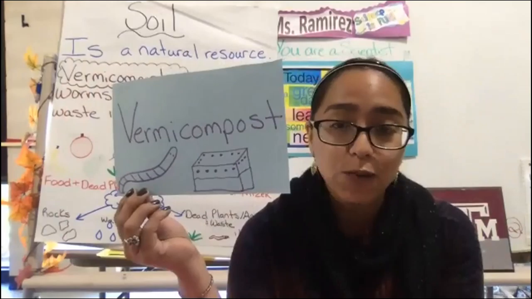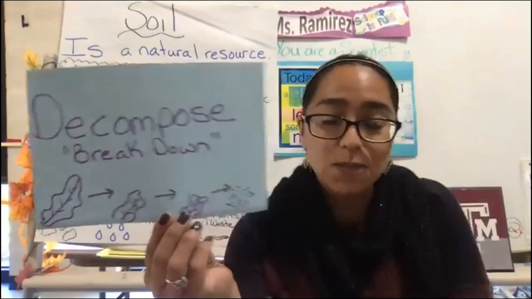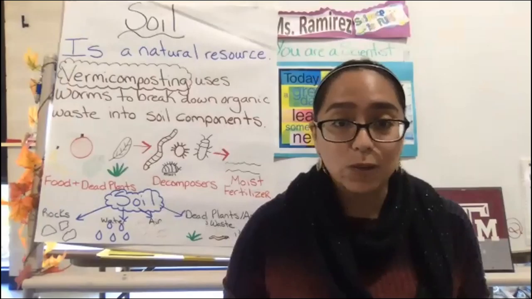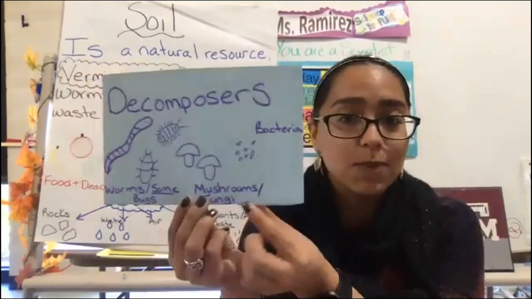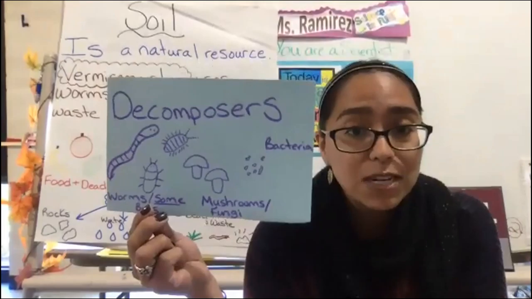So Ms. Nash already used this word before, and decompose just means to break down. So it's making leaves and other food stuff into smaller pieces, and eventually it will become part of our soil. And we know that things get broken down or decomposed from decomposers. So Ms. Nash already talked to you guys about mushrooms and fungi, how they also help to break down and decompose stuff. But other things like insects, worms and bacteria are also decomposers. They also help to break down all of that dead stuff that we see outside.